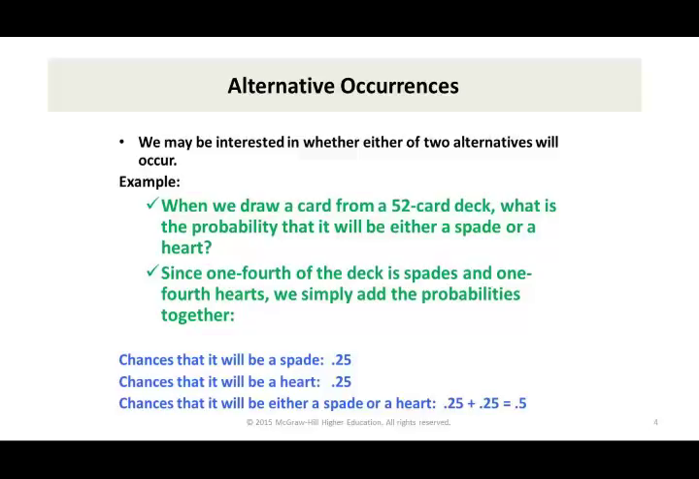Well, in the last one we multiplied. In this one we just add. Okay, so again what we're talking about here is a case where we're interested in whether either of 2 alternatives is going to occur. That is, there's more than 2 alternatives, right? There's 3, 4, 5, 6, 7, 8 alternatives, and we know the probability. We want to know the probability that 2 or more will happen.